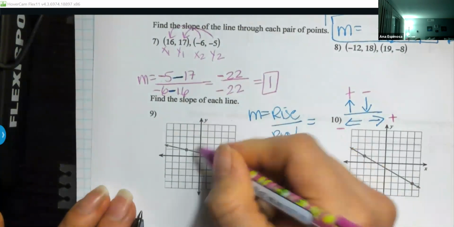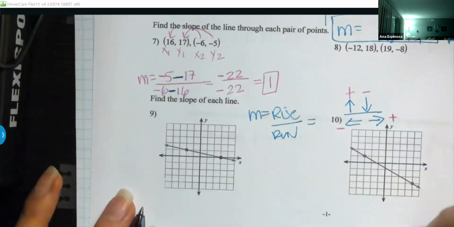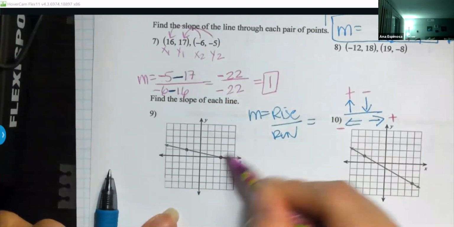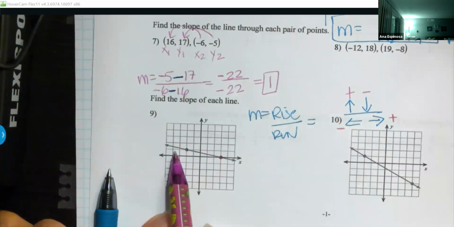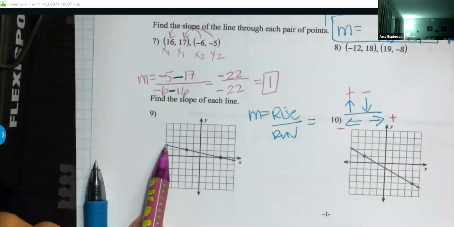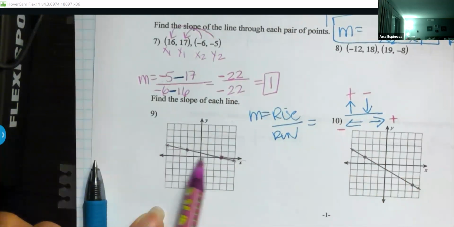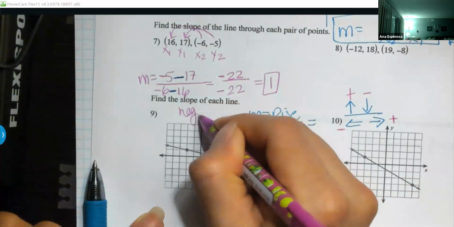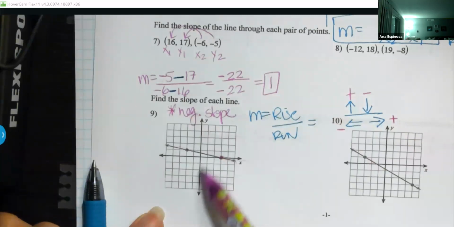You can extract the points for each of these and do what I did up here, which is technically a lot of work. Or you can literally just count the rise over the run. It doesn't matter if you go from this point to that point or that point to this one. The first thing I want to note is that my line is falling. You always read graphs from left to right. In this view, this line is falling, so it is going to have a negative slope. Before I begin, I want to make a note of that, so I know that my answer has to be negative.